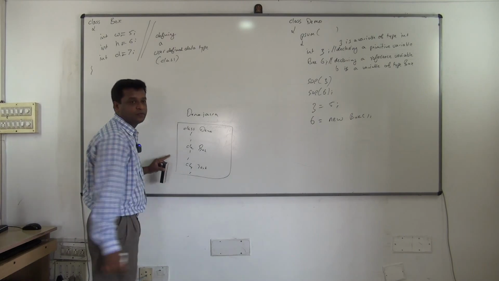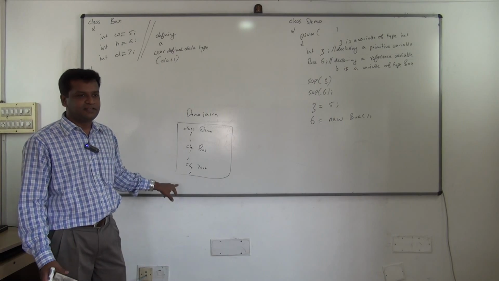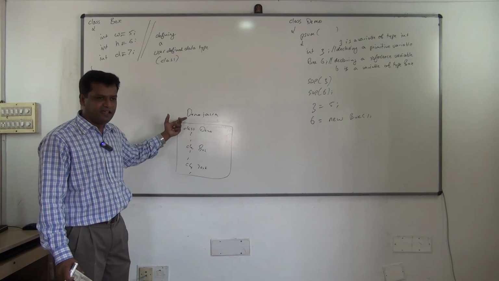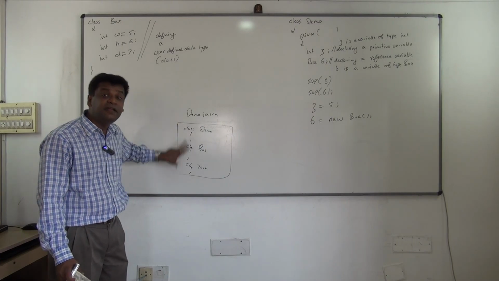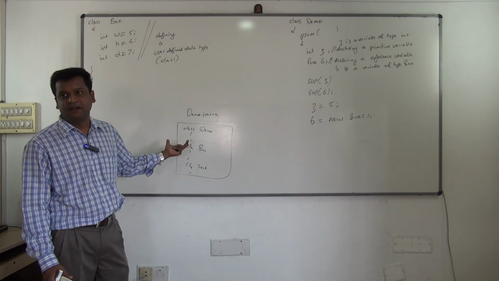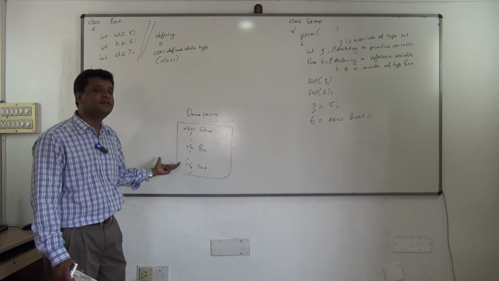We'll go on writing it now. Okay, so we'll write now. So one Java file can have any number of classes. But generally when we save the file, we save the file with the name of the class which contains the main method.